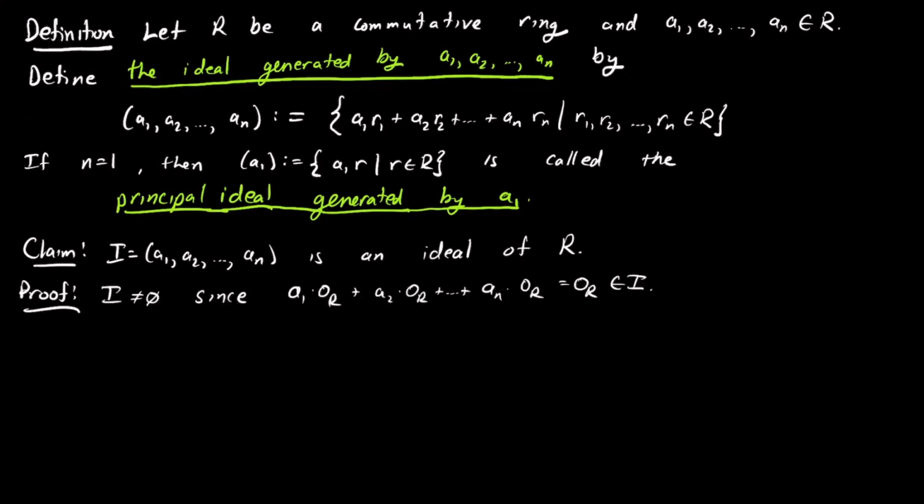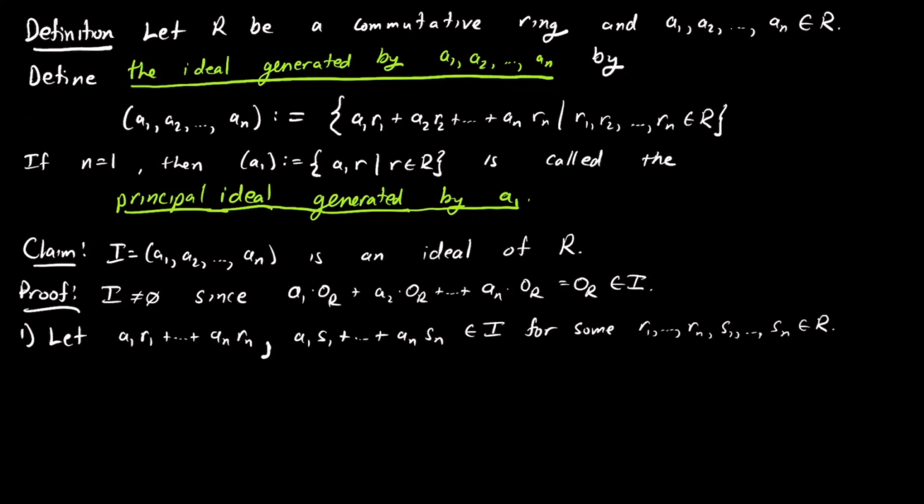Okay, so the first thing I'll note is that this set I is not empty because A1 times 0 plus A2 times 0 plus dot dot dot plus AN times 0 is equal to 0. That's an element of I. So I've produced an element of I. Okay, so now I just need to check that it's closed under subtraction and that it has the absorption property. So let's do that. Well, I'm going to first start with two elements of my ideal.